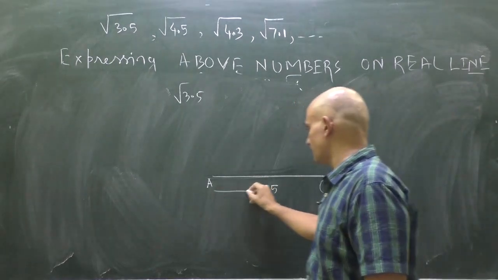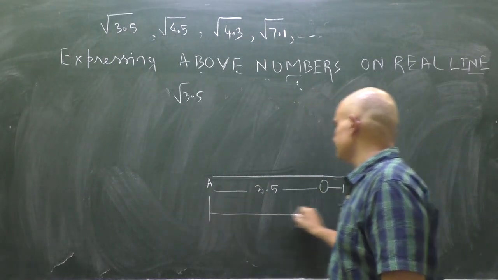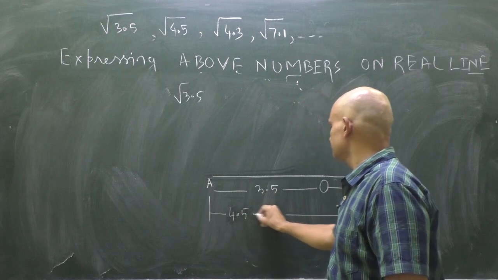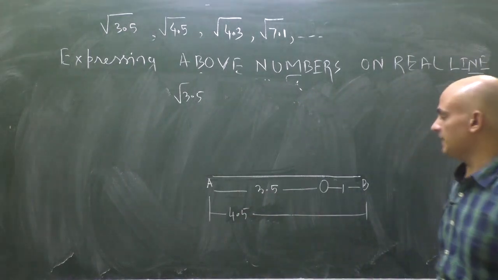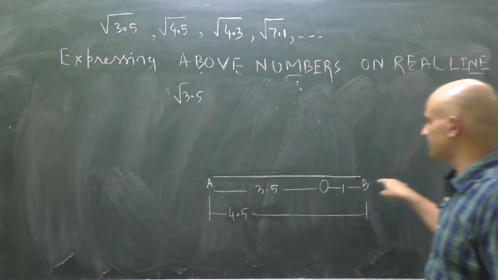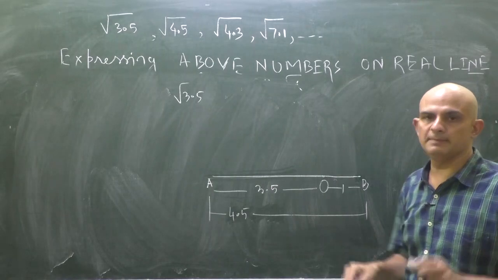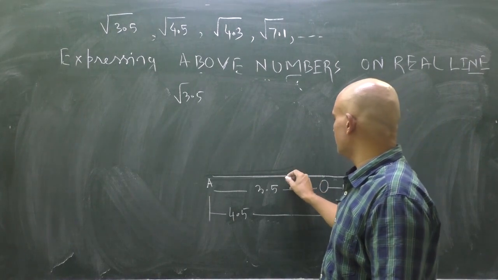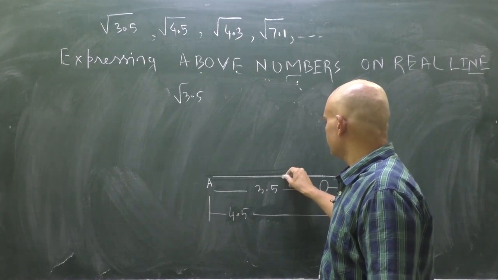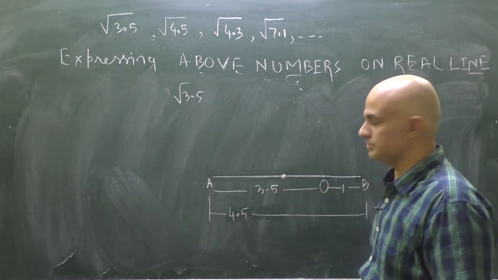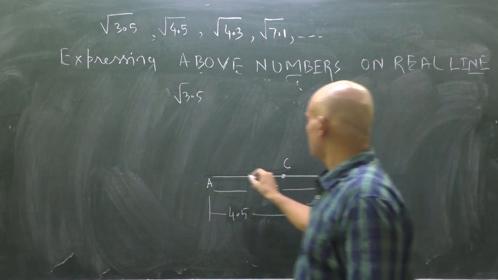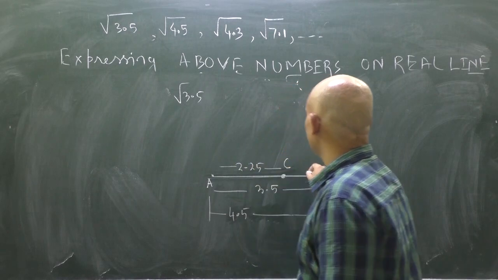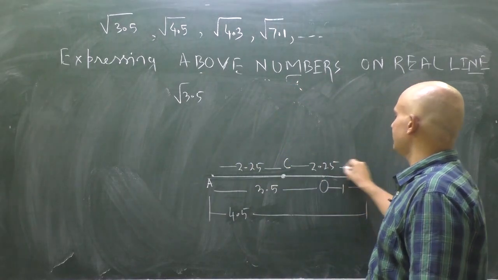So how much would this be? This would be 4.5. Take the midpoint of this AB, dividing 4.5 by 2, so it would be 2.25. It will lie at this position. Let this be C. The distance between A and C is 2.25, and the same here, 2.25.